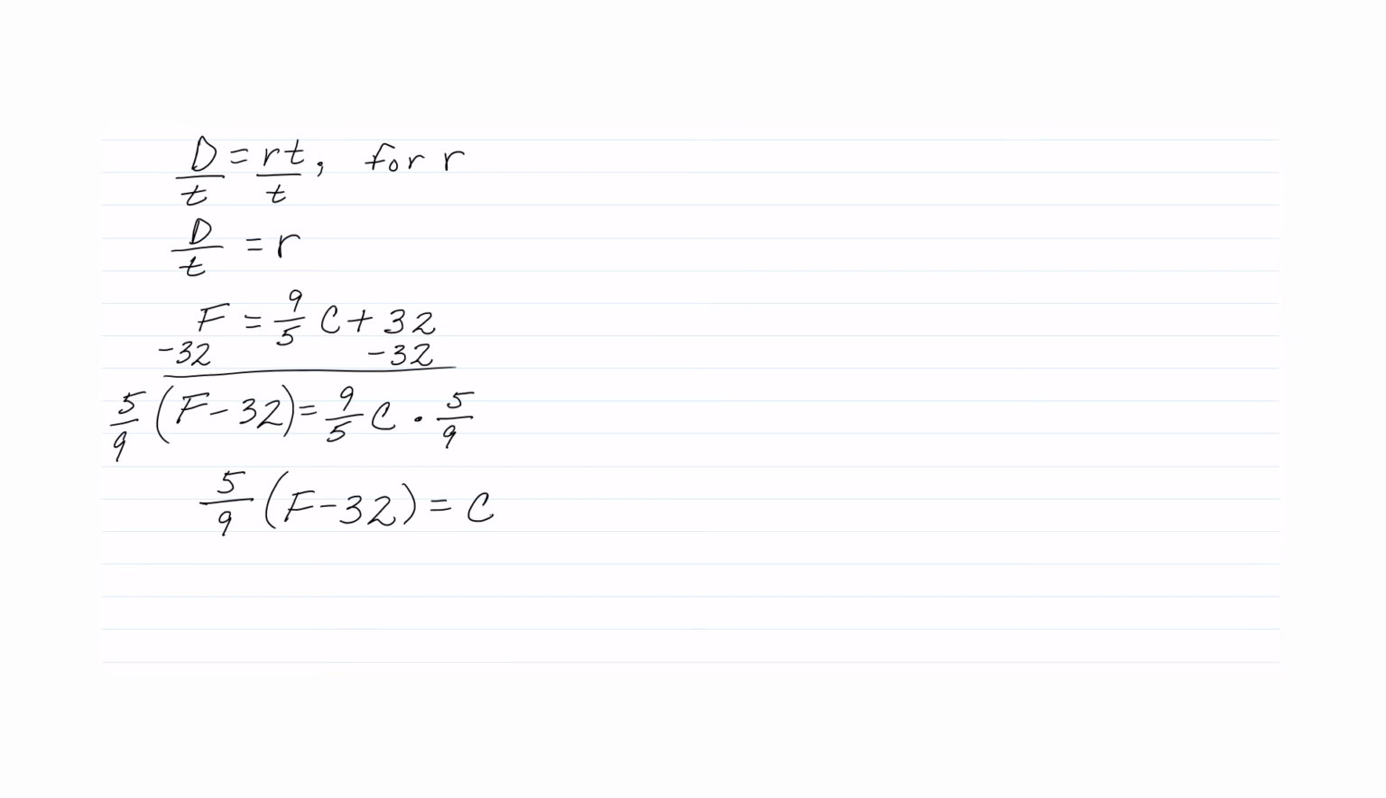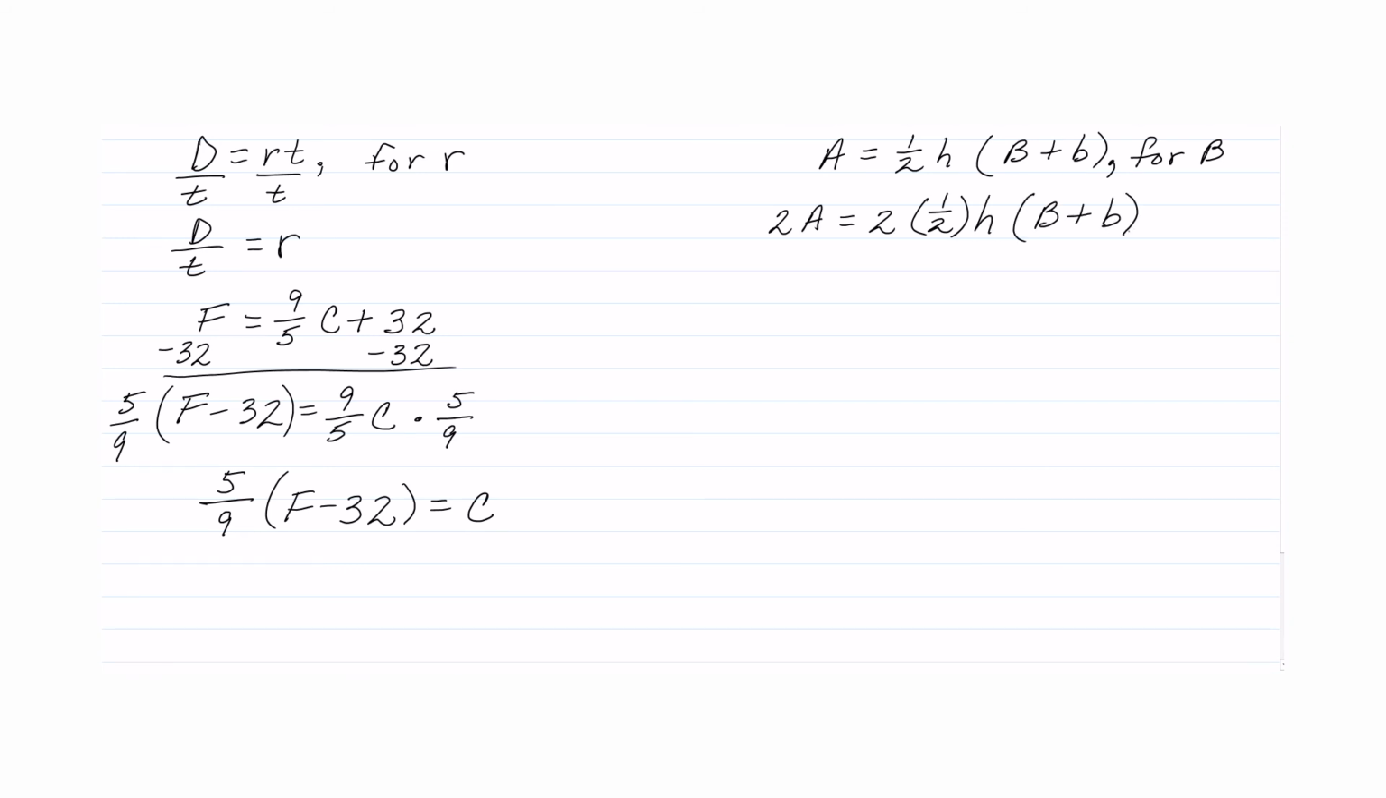Let's do one more. We're going to solve this equation for capital B. We're going to start out by multiplying both sides by 2. In order to get rid of that 1/2, 2 times 1/2 gives us 1. That's going to make the fraction disappear on the right hand side.